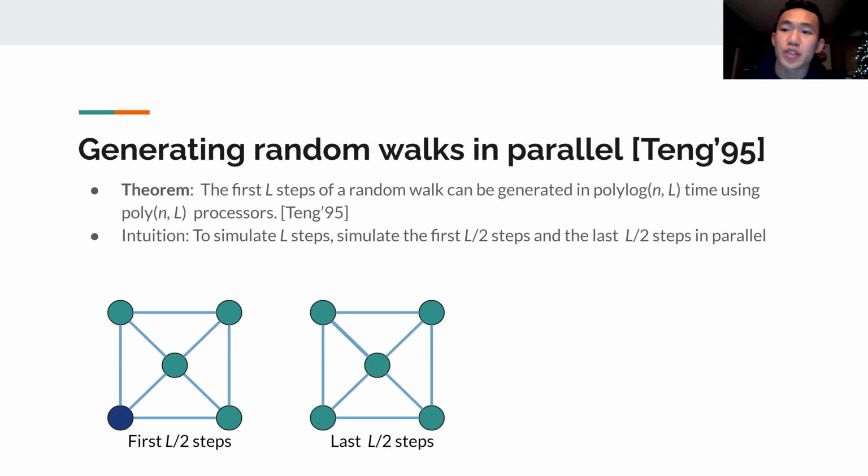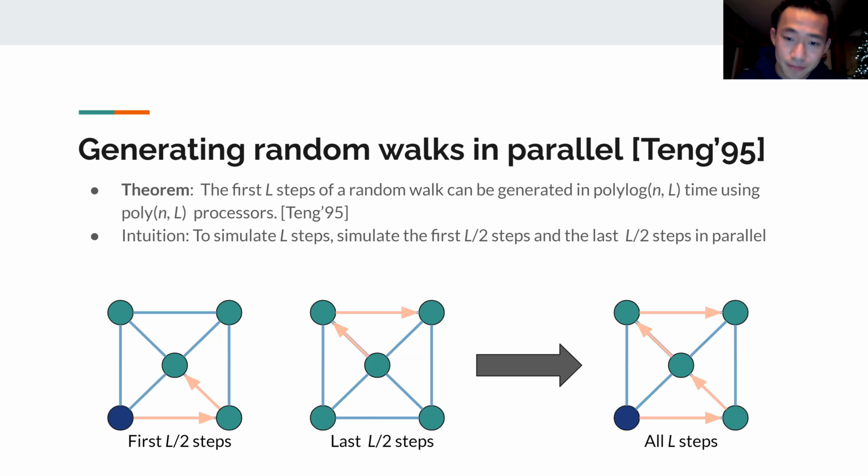Now the general intuition behind why this occurs is that to simulate an entire transcript of L steps, we can simulate the first L steps and the last L steps in parallel, and then stitch these two transcripts together. Of course, there's one small problem, which is we don't know the starting point of the second half, L over two steps. I've just somehow magically decided that we're going to simulate starting from the central vertex in the graph shown.